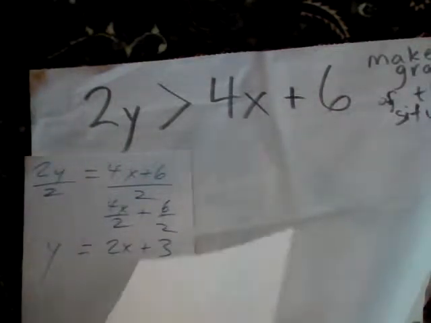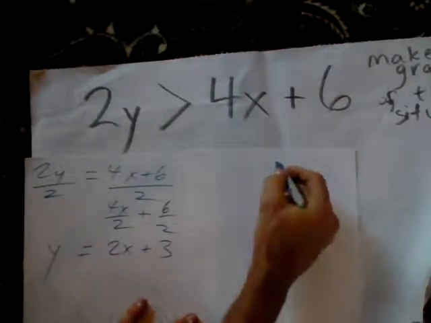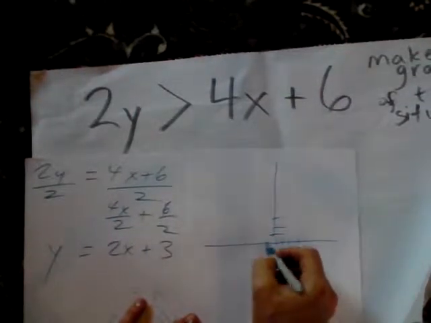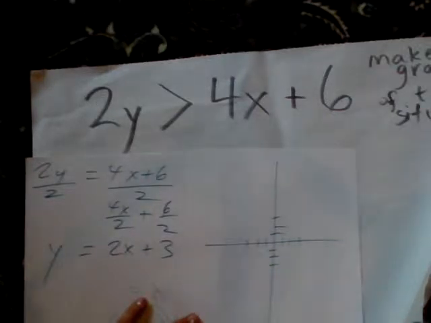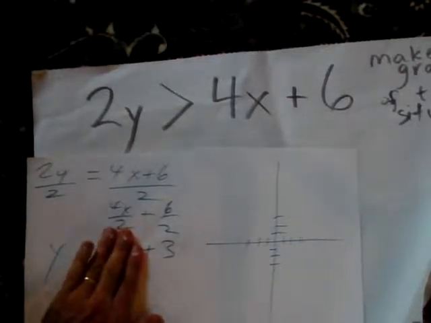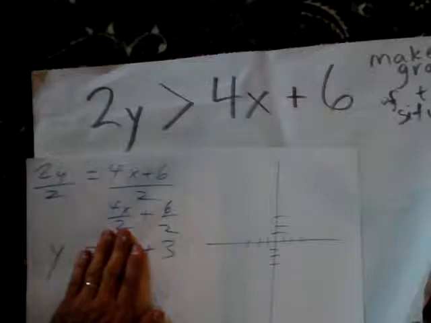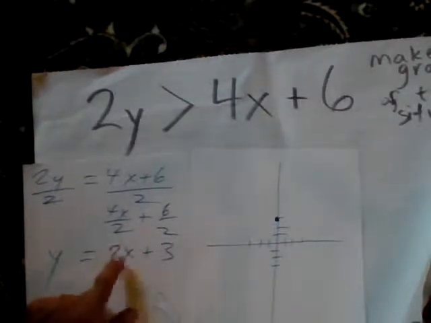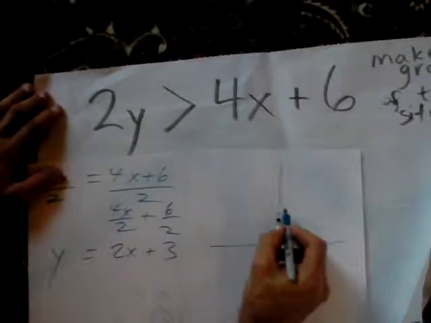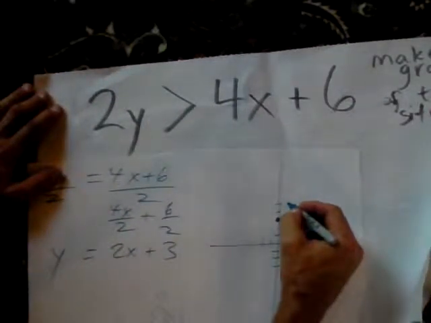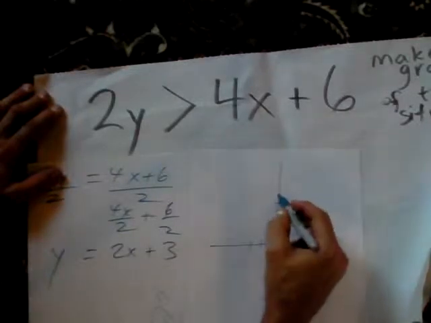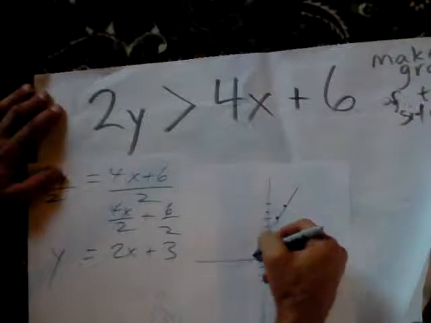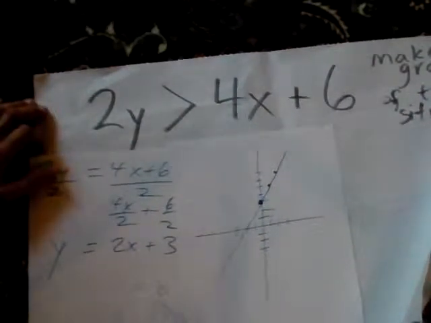That becomes a pretty standard sort of graph. We make x 0, okay? So y equals 3. We go 1, 2, 3. Now, we know the slope is 2, so we're going to go up 2 over 1. Up 2 over 1, like that. Now we have to decide.